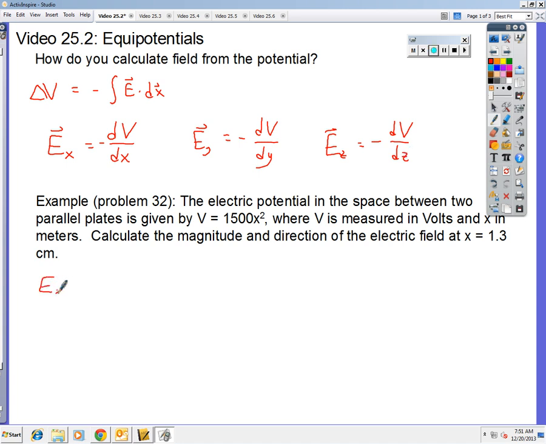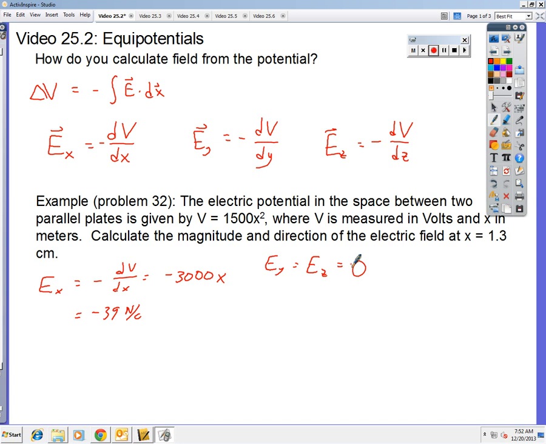So to get the x component of the field, it's negative dV/dx, which is negative 3000x. If we calculate that at 1.3 centimeters, that works out to negative 39 newtons per coulomb, or volts per meter. Now, because the potential does not depend on y or z, the derivatives with respect to both y and z are 0. So the y and z components of the electric field are 0.